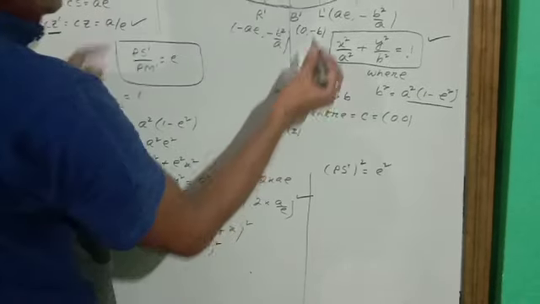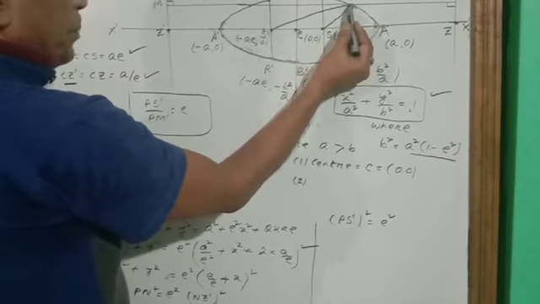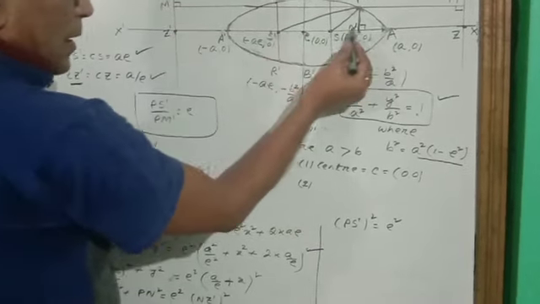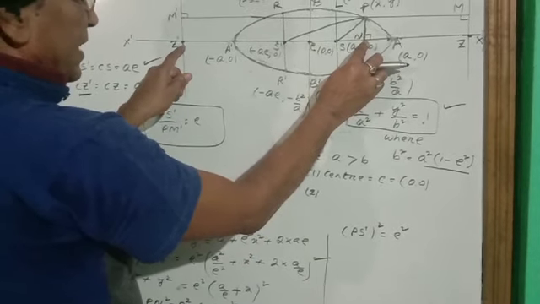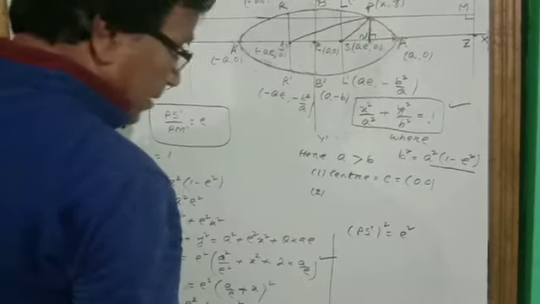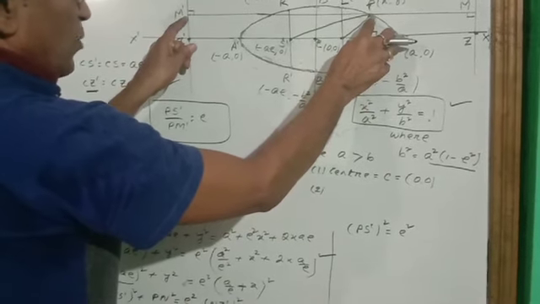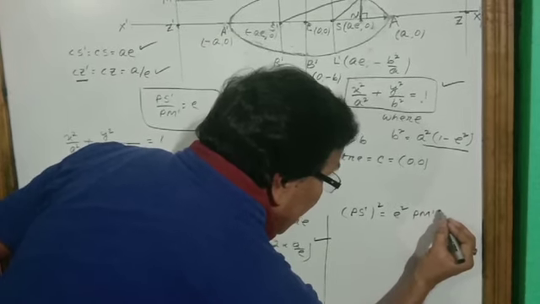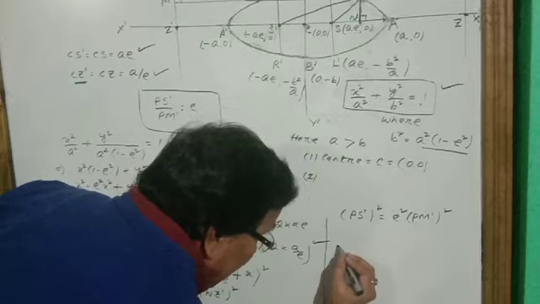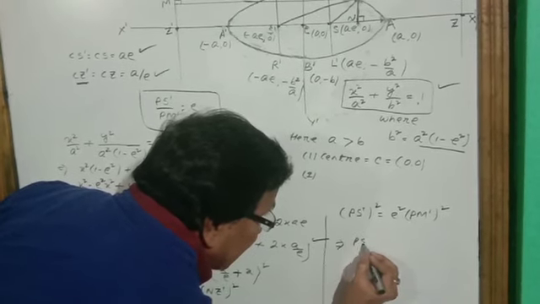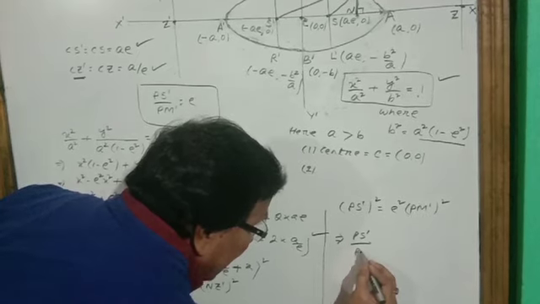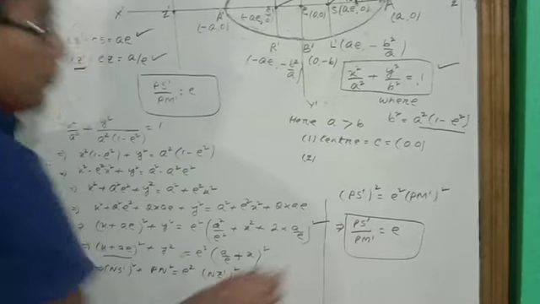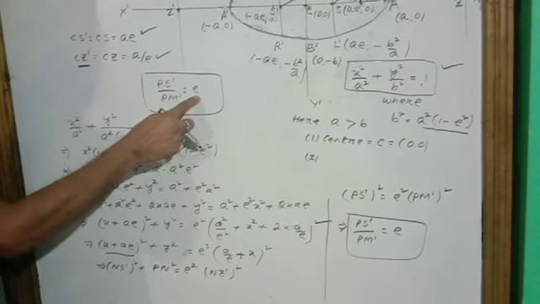Here you see NZ'. Since PM'Z'N is a rectangle, I can say that NZ' distance is equal to PM' distance. So since NZ' distance is equal to PM' distance, it is PM' square. That gives you finally that PS' divided by PM' is equal to e. So we have proved that PS' by PM' is equal to e.